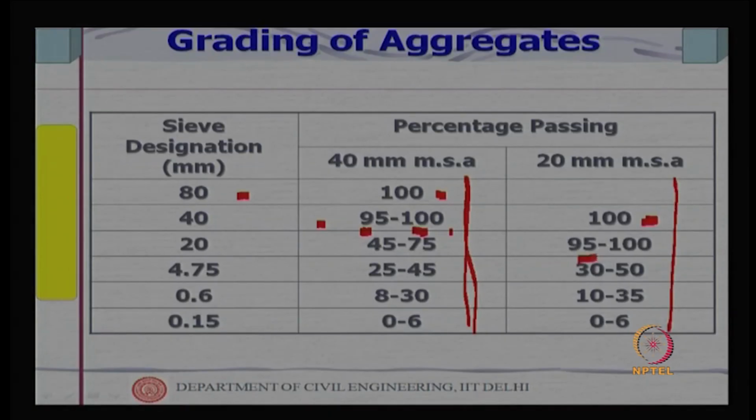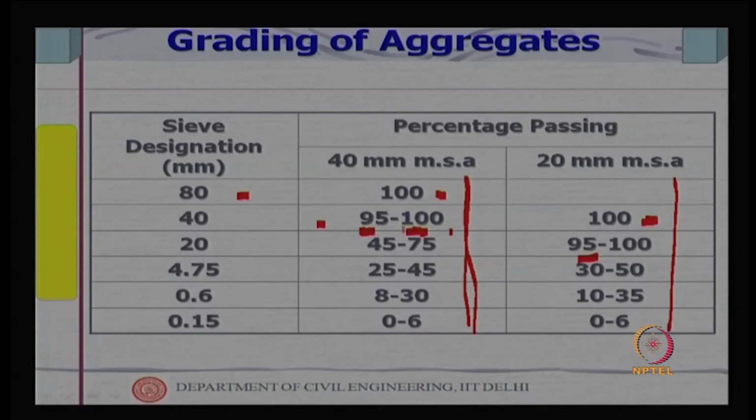Such grading requirements in terms of the range of sizes are given in the code, and that should be used in order to get the best possible packing. These were actually determined empirically, from experience people have suggested. But as I said, modern concepts of particle packing are also available.